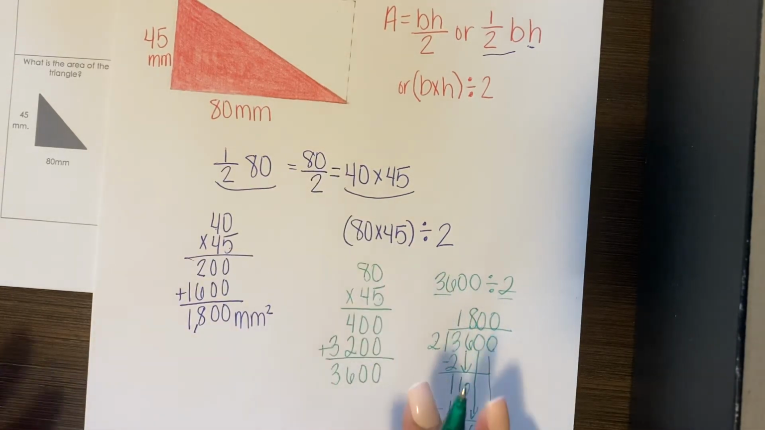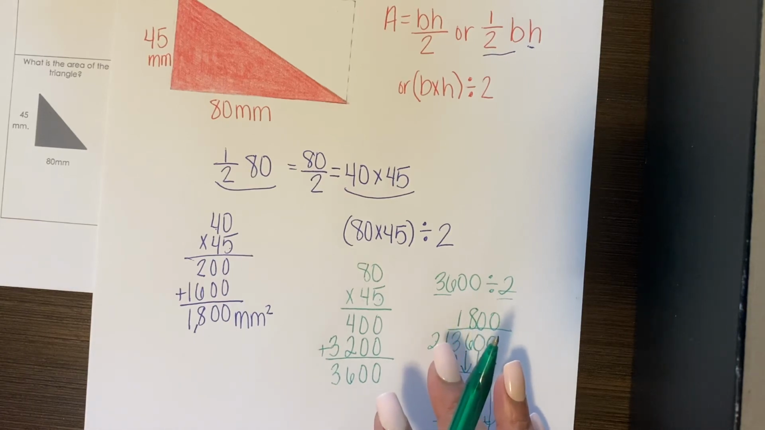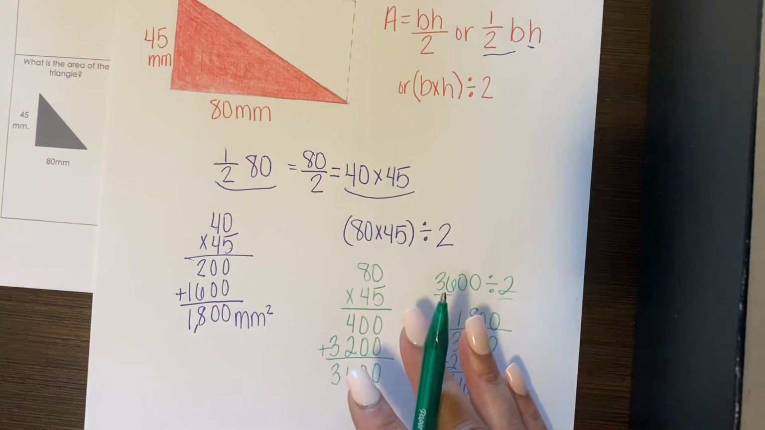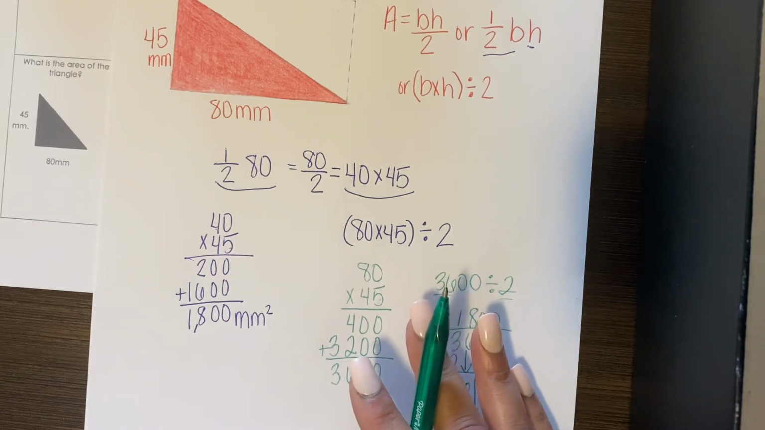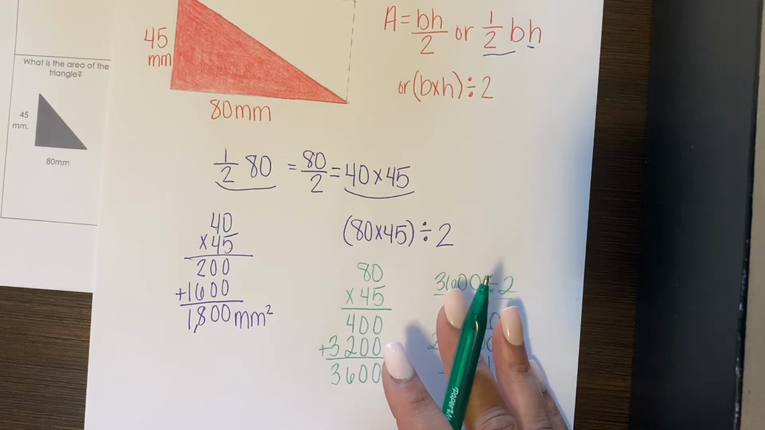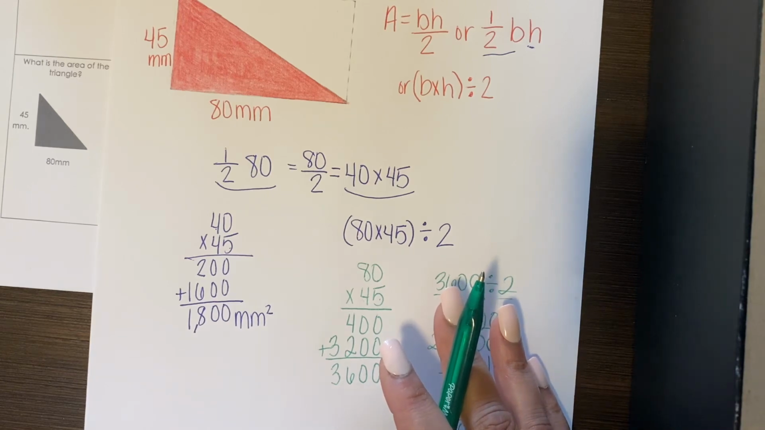Okay, so I hope you understood what I meant by a triangle is half of a rectangle. So we take our area of a rectangle and divide it by half. That is where the formula for the area of a triangle is derived from.